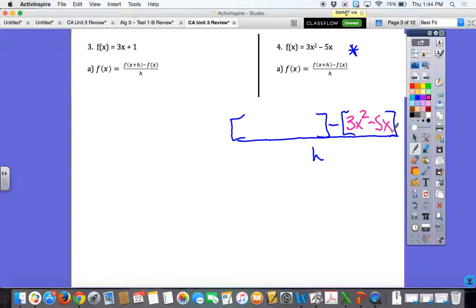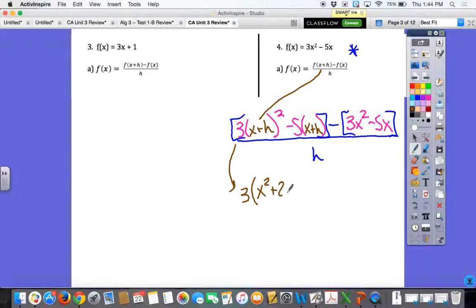Then you're going to come in here, and when you're filling in the front, everywhere there's an x in your original function, you're going to use parentheses. Then you're going to come back in, and that's where the x plus h goes. All right? Go slow right here. You got to square it, twice the product, square the last. And then the rest is just distributing. So that should not be too much of a trouble. Just make sure you're getting your signs right.